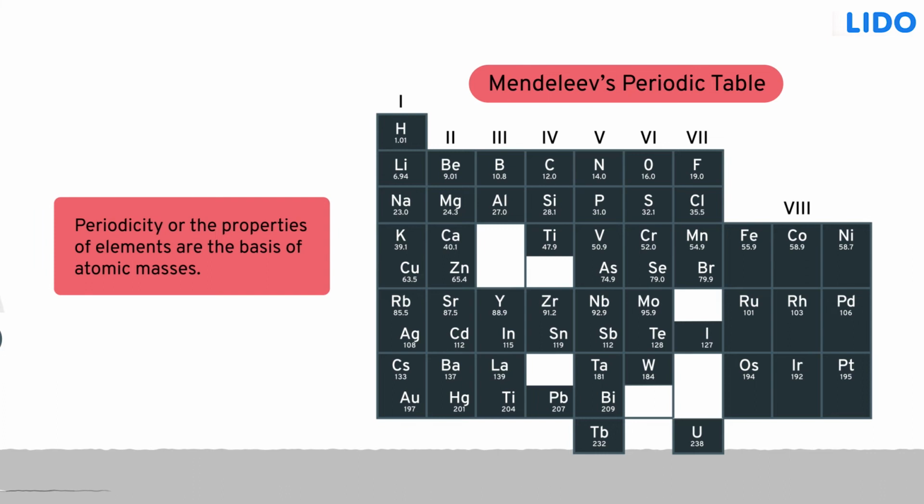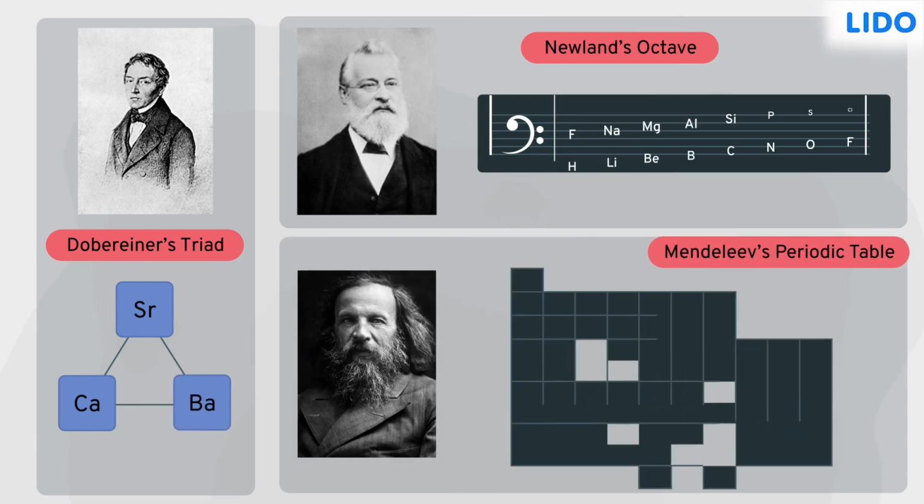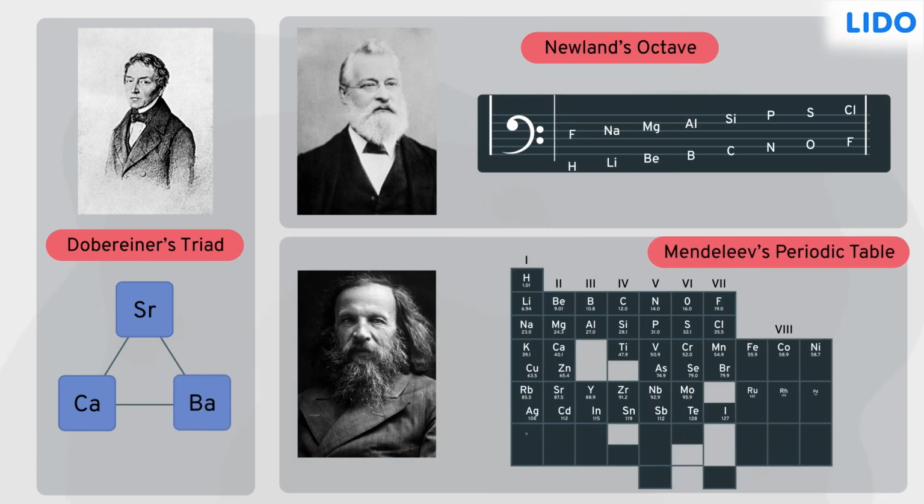This method too had some drawbacks, but the interesting fact is that each scientist found different patterns of periodicity by arranging the elements according to the masses in a particular pattern.